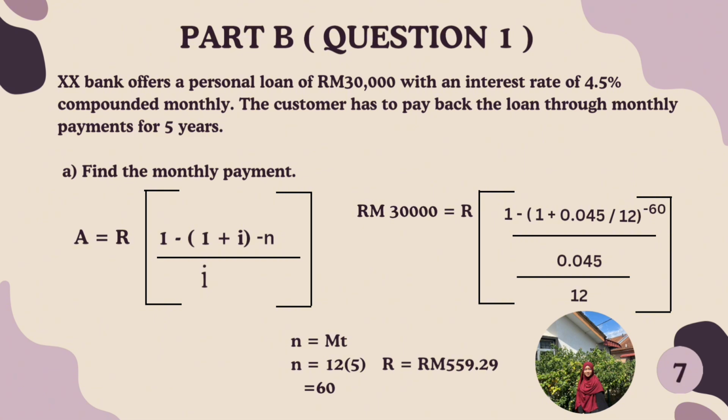So let's continue to solve this question. RM 30,000 is equal to R bracket 1 minus bracket 1 plus 0.045 divide 12 bracket to the power of negative 60, divide 0.045 divide 12 bracket. And the final answer is R equal to RM 559 and 29 sen.